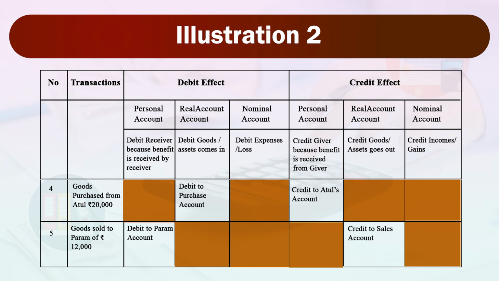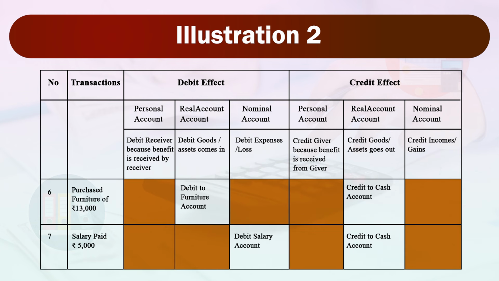Fifth transaction is goods sold to Param for rupees 12,000. Here we are selling goods to Param. So, Param is the receiver. So, first account, Param's account will be debited, and second account, that is sales account, goods is going out of the business. So, we will credit the sales account.